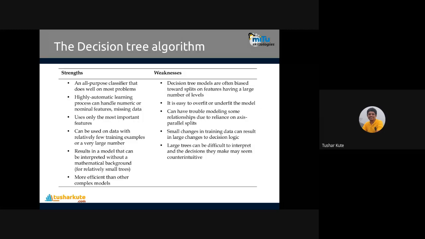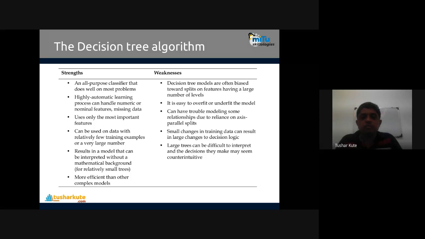Now, what are the advantages and disadvantages that this kind of algorithm has? This is also very important to note. See, actually the strengths are more than the weaknesses for this particular algorithm. See the strengths, the advantages first. Initially, as I told, it's an all-purpose classifier that does well on most problems. Almost all kinds of classification problems can be solved with the help of the decision tree algorithm.